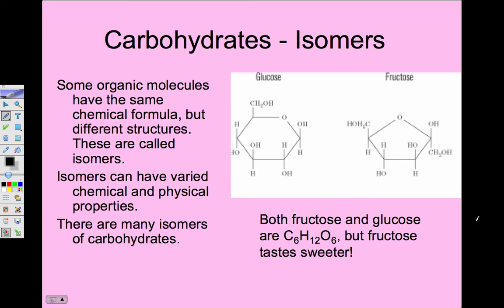Now we will look at isomers. This is a new word you need to know. We've mentioned it a little bit before, but an isomer is a molecule that has the same formula as another, but a different structure. So glucose and fructose, which are both monosaccharides, both have the formula C6H12O6, but fructose is much sweeter. And if you look at it, it has a slightly different structure here.